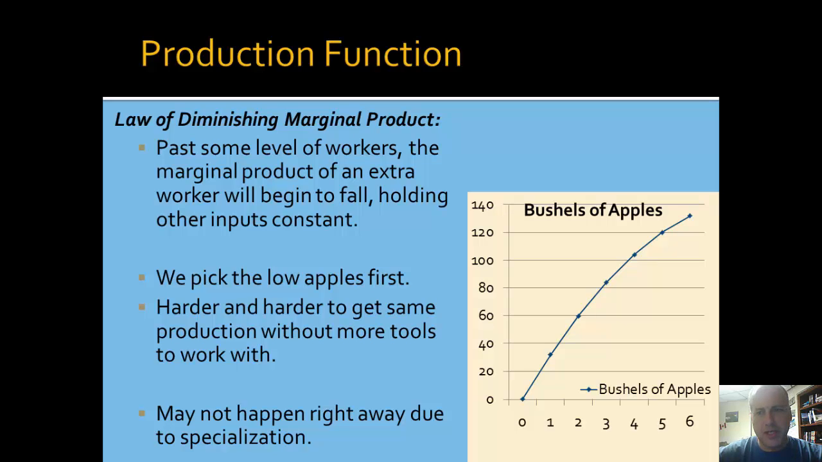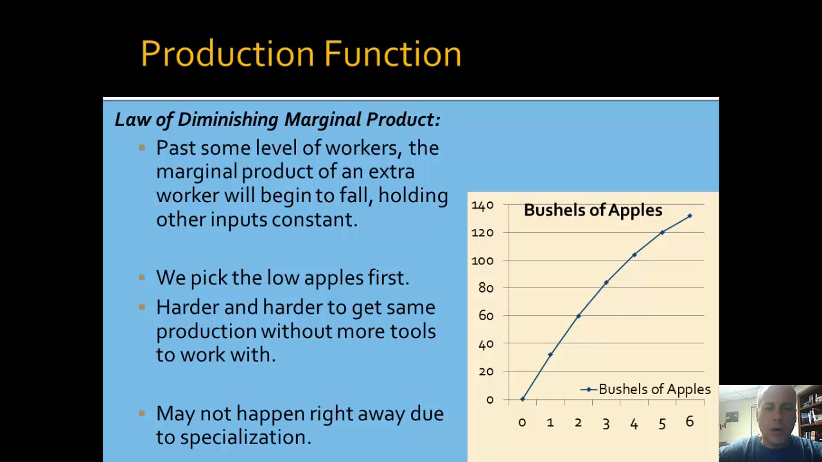The law of diminishing marginal product is what explains the shape of our production function. It explains why it gets flatter. Past some level of workers, the marginal product of an extra worker will begin to fall, holding other inputs constant. And recall the table from the previous slide. We saw that each worker added slightly less to total output than the one before.